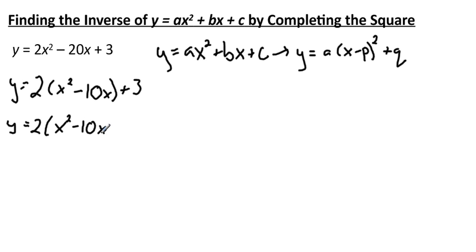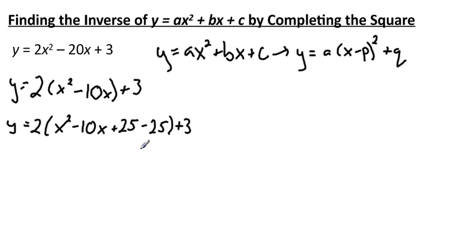To figure out what we need to add to complete the square, we will take half of this number in front of the x. So half of negative 10 is negative 5, and then square it. Negative 5 times negative 5 would be positive 25. Then we'll balance it by subtracting 25. Close our bracket, plus 3.